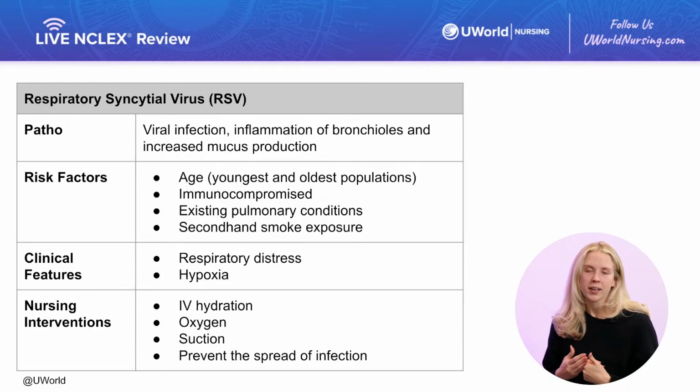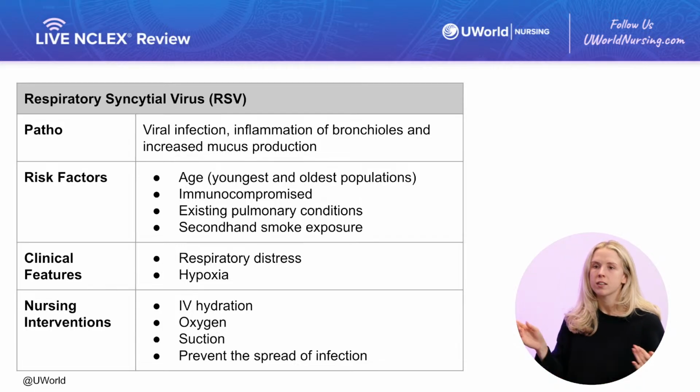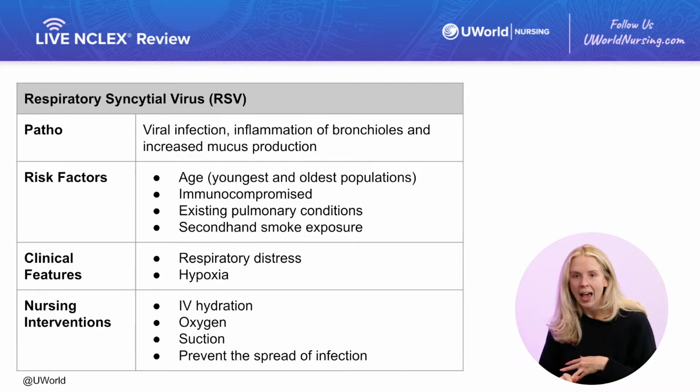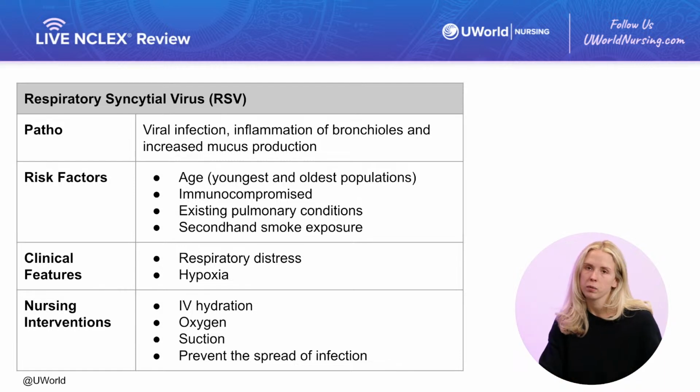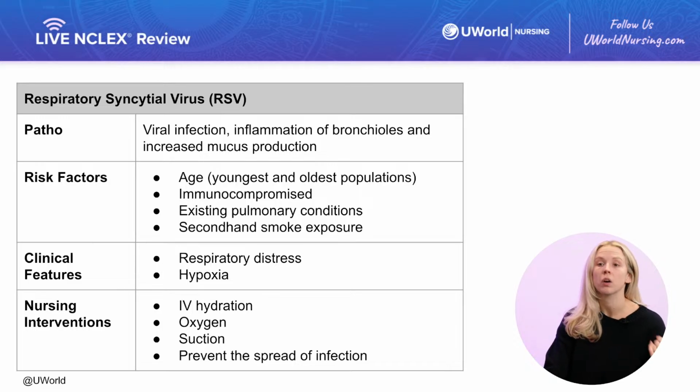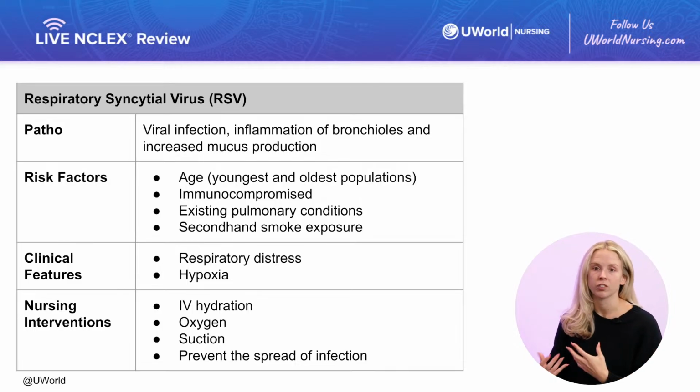Also think about those clients that have underlying pulmonary conditions, so cystic fibrosis, maybe asthma. Those lungs are already compromised in this situation. So when we introduce that worsening inflammation from RSV to the airway, it's going to lead to big problems, big implications for these clients. Also, kids that are exposed to secondhand smoke are at risk for complications from RSV.